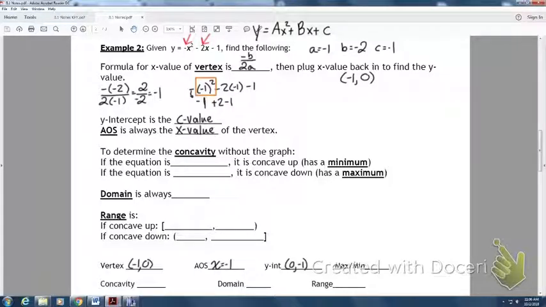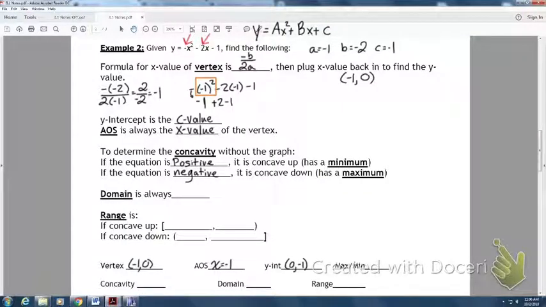To determine the concavity, if the equation is positive, it is going to be concave up. And by equation, I mean that a value, so the very first term. If it is positive, it is going to be concave up, which means it will have a minimum. If it is negative, it will be concave down, which means it has a maximum.